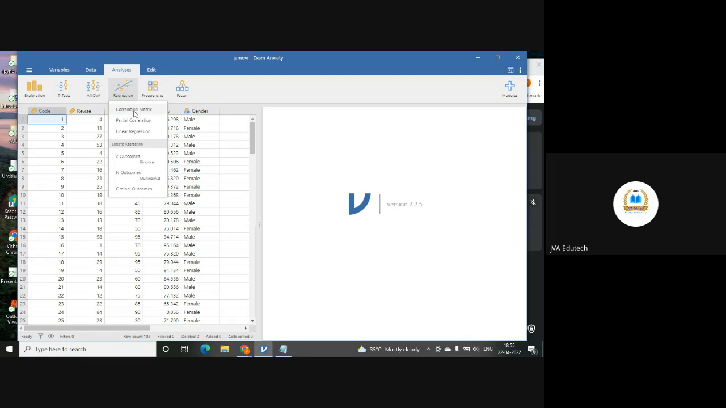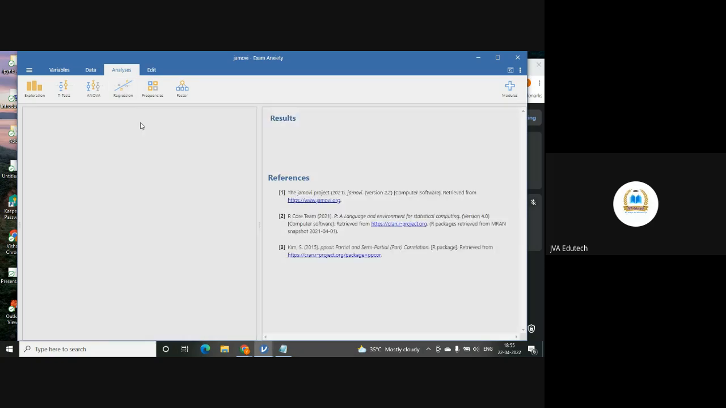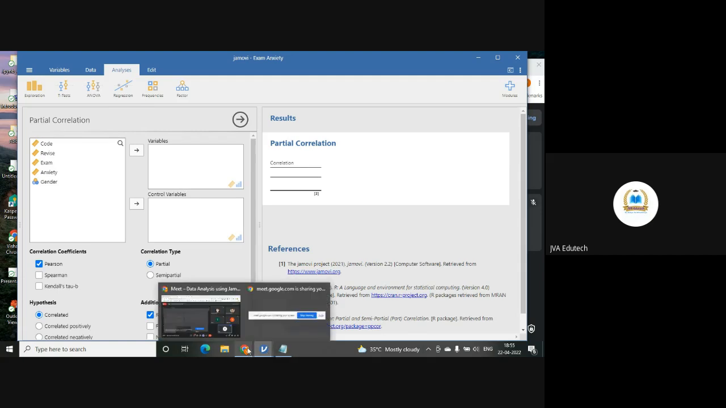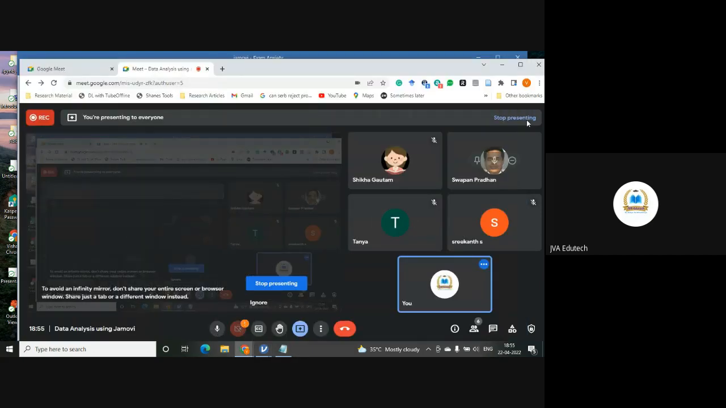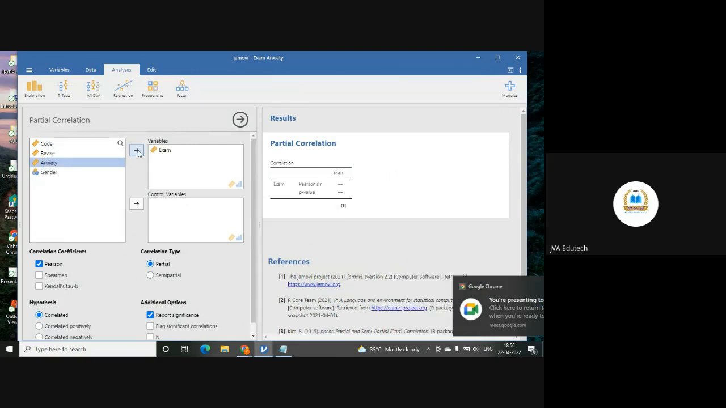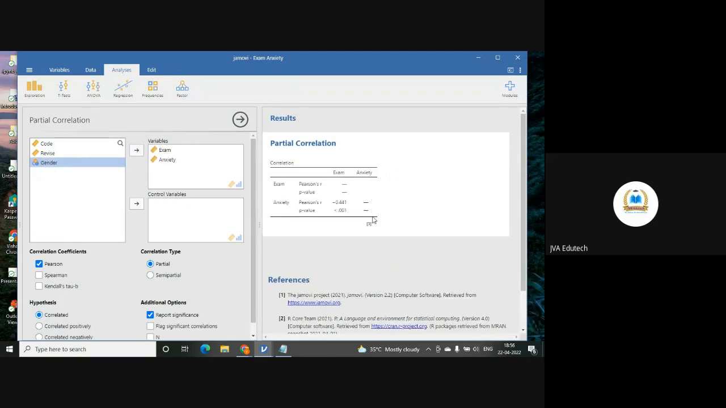So you can select from here partial correlation and take exam and anxiety and see the correlation value. It's minus 0.441. But will it change if we bring in revision as a control variable?